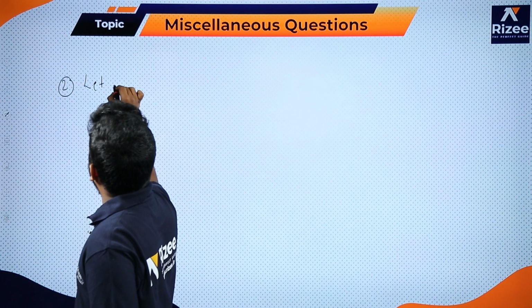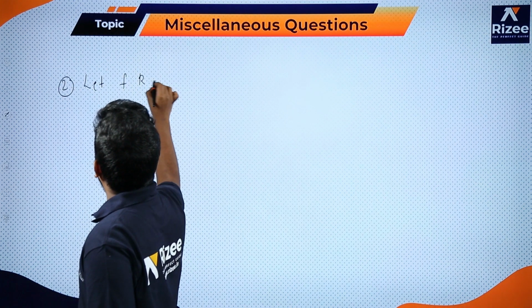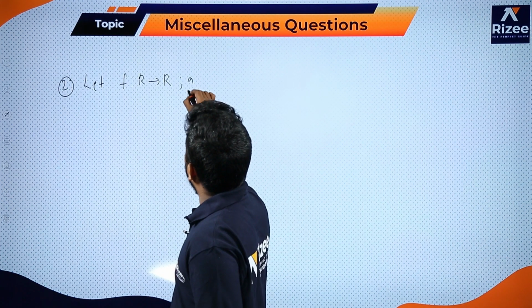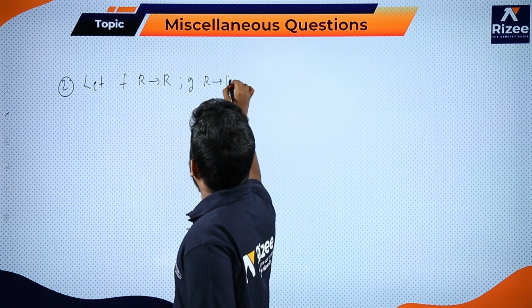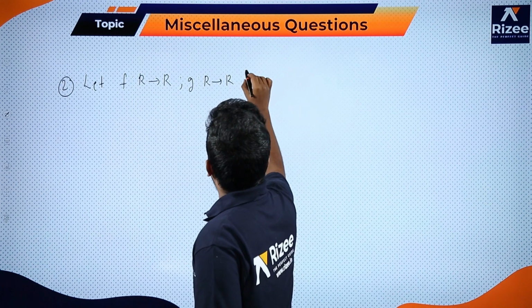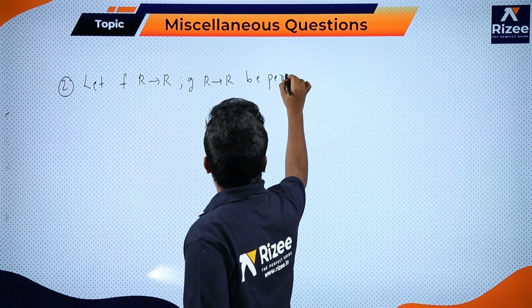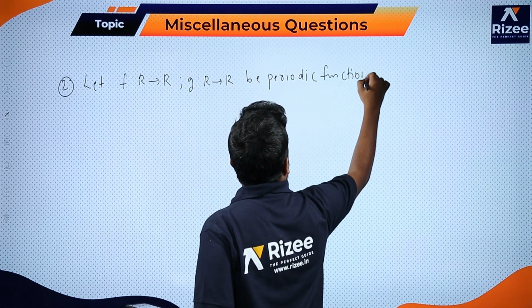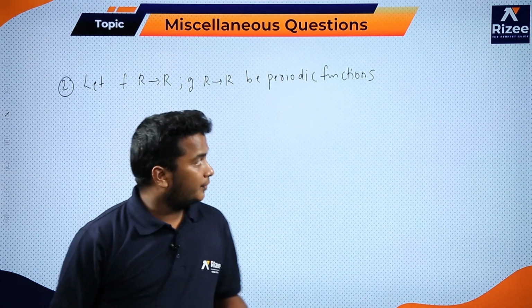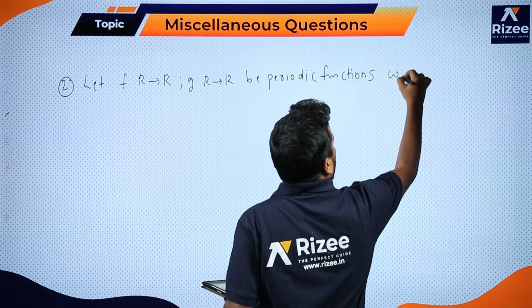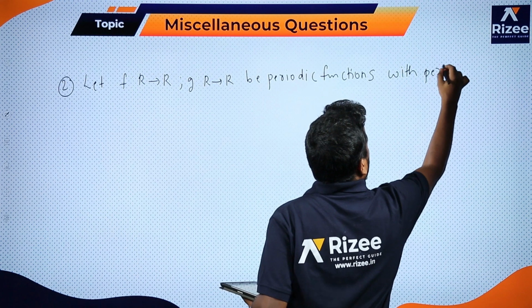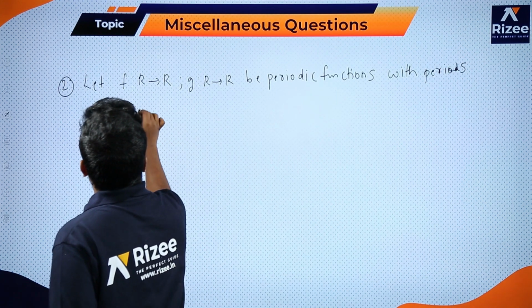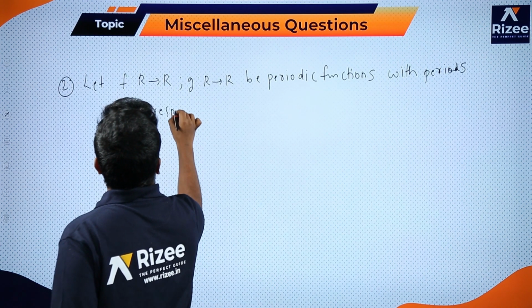Let f from R to R, g is also from R to R, be periodic functions. There are two periodic functions, right? With periods t1, t2 respectively.